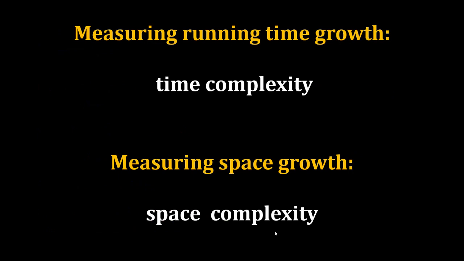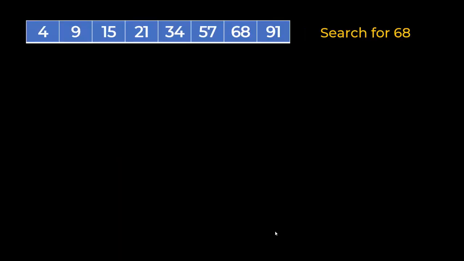Until now, whatever we saw was for running time growth. It is called time complexity, but the same can be used to measure the space growth, and that is called space complexity. Let's look at one more example of binary search.